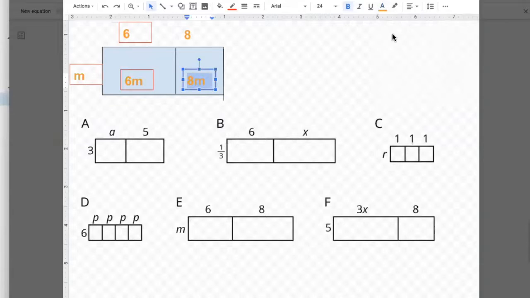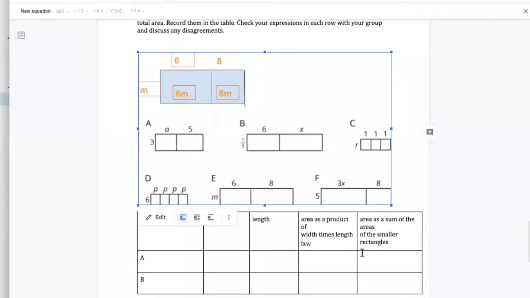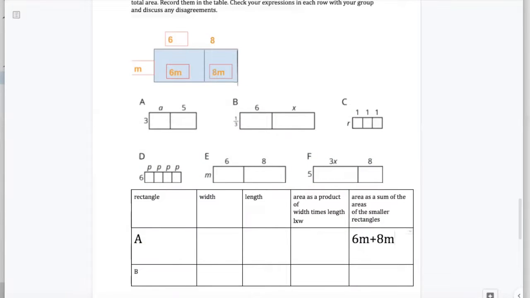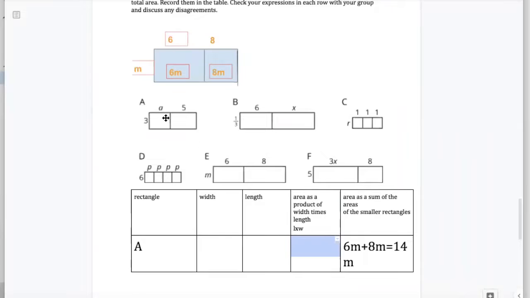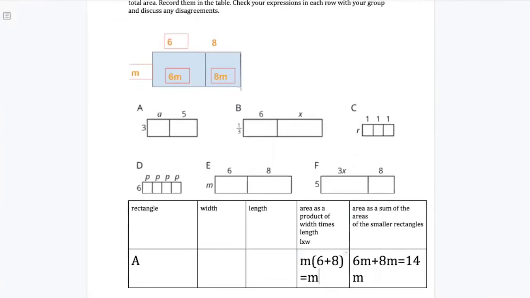And if we add them all together, both rectangles, that's going to give me 6M plus 8M, and that gives me 14M. So I added both rectangles together, the areas. My length is M, and my width is 6 plus 8. And we already know that 6 plus 8 equals 14, right? M times 14, which will give us 14M in the correct form. Our length is going to be M, and our width is 6 plus 8, which we all know equals 14.